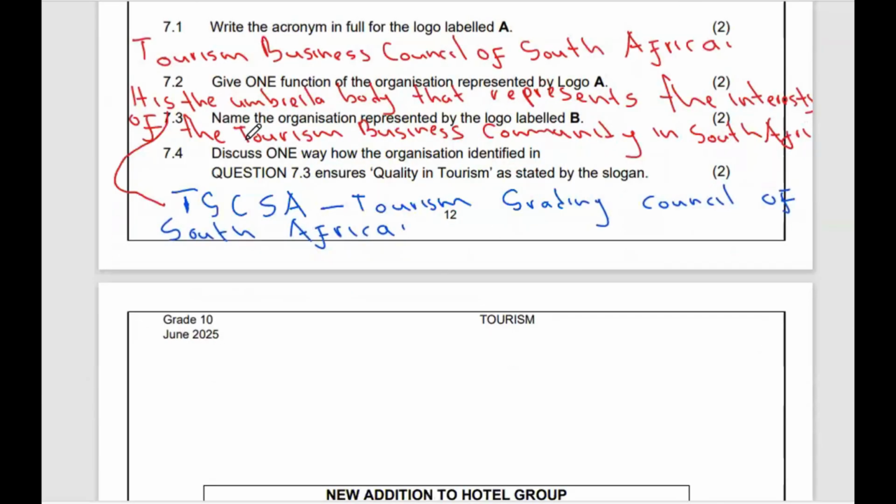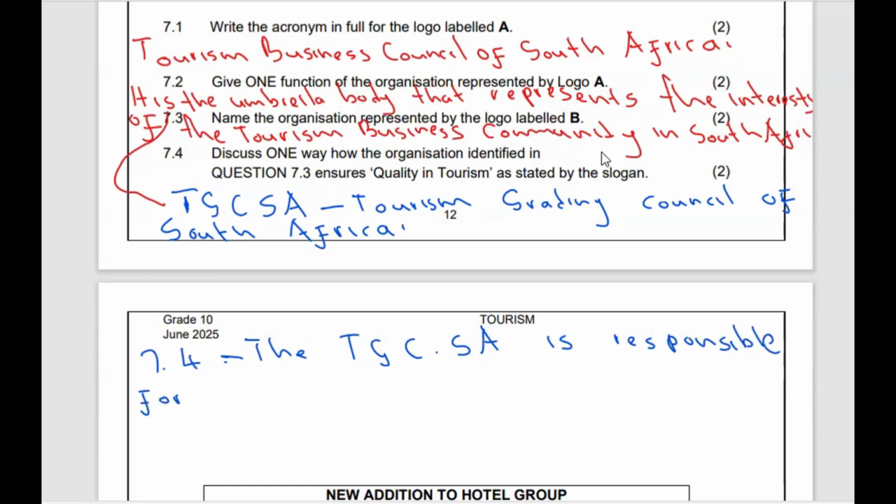Now moving on to 7.4, discuss one way in which the organization identified in question 7.3 ensures quality in tourism as stated by the slogan. So if we look at the function of the TGCSA, the TGCSA is responsible for grading accommodation and hotel establishments.